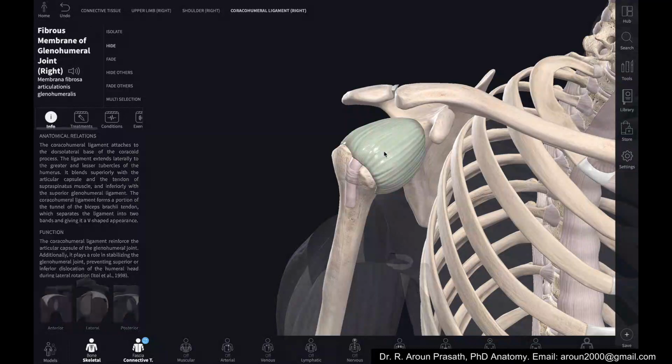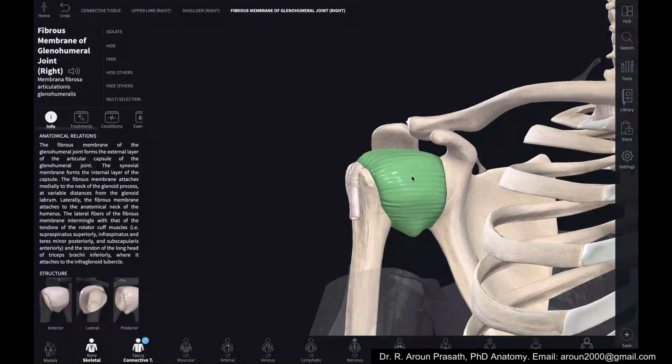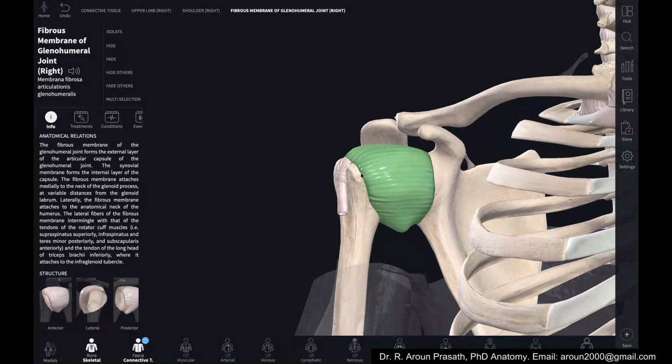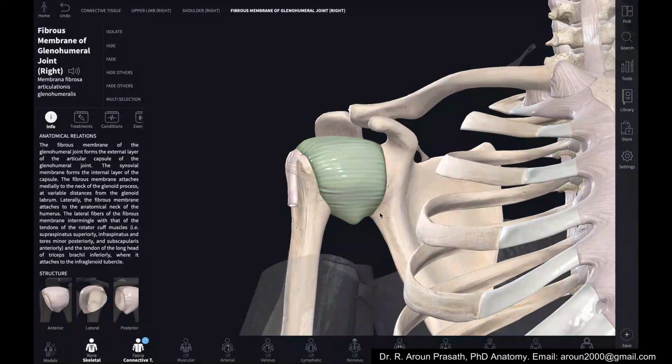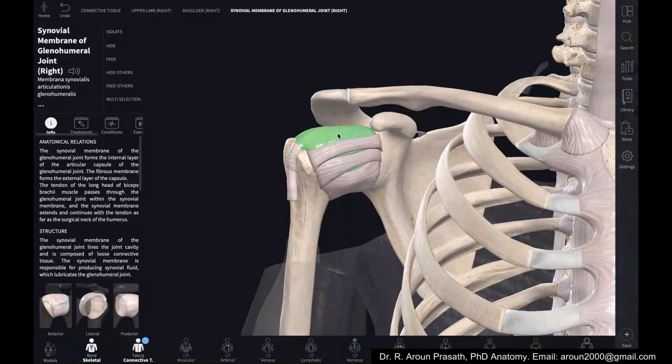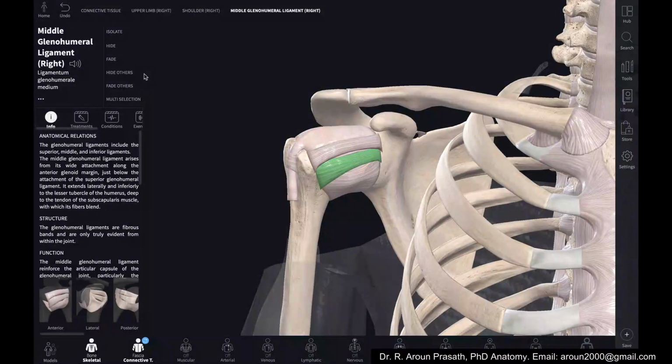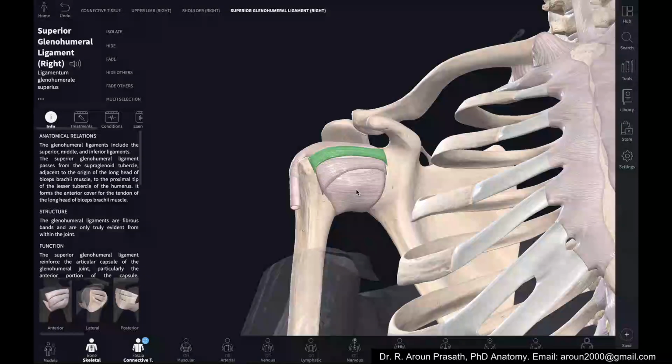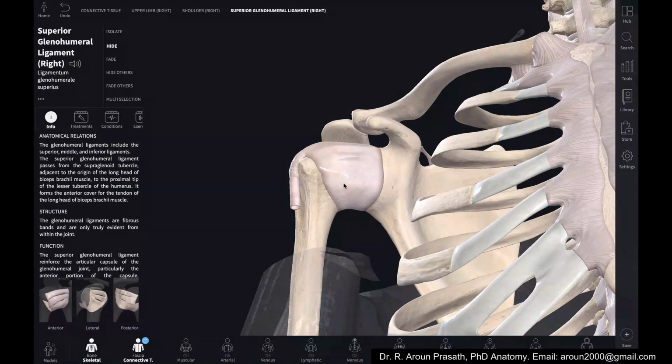When you remove this, you can see a fibrous glenohumeral capsule. This is like a fibrous capsule. If you remove this, you can see the synovial membrane. Inside this, you have the glenohumeral ligament. There are extra bands: superior, middle and inferior glenohumeral ligaments.